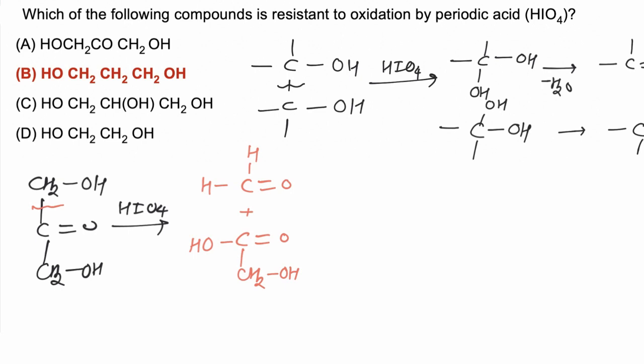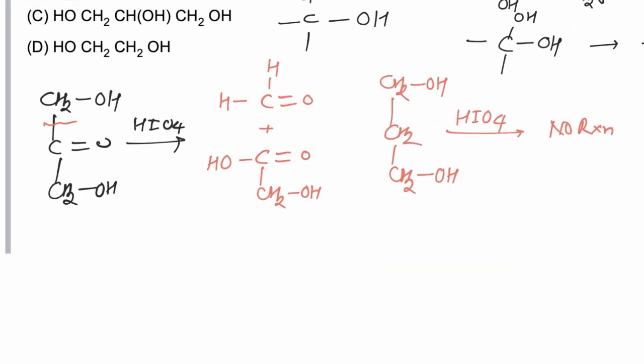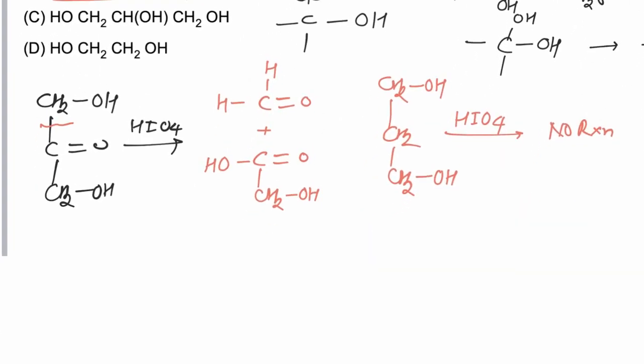While if we consider the second option, this molecule CH2OH, CH2OH is not a 1,2-diol, so it will not be oxidized by HIO4. There is no reaction. Hence, the correct answer is B. Now, if we consider other options, for example, CH2OH, CHOH, CH2OH, this molecule is a 1,2-diol.